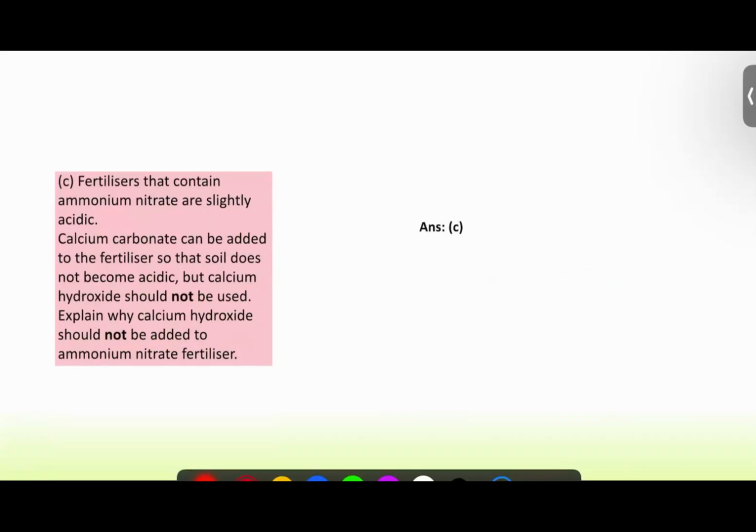Part C. Fertilizers that contain ammonium nitrate are slightly acidic. Calcium carbonate can be added to the fertilizer so that the soil does not become acidic, but calcium hydroxide should not be used. Explain why calcium hydroxide should not be added to the fertilizer.